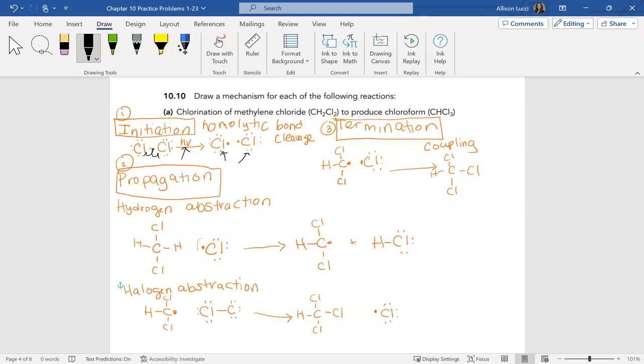Next, we're going to see the stage of propagation, and there are actually 2 distinct steps within this stage. So in propagation, the first thing that we'll see is hydrogen abstraction. So we have our CH2Cl2 molecule here, and that radical chlorine is here. So what happens in this step is that this CH bond, one of the electrons is moved in that direction, the other electron will move in this direction here, actually all the way over here, to form a bond with this electron.